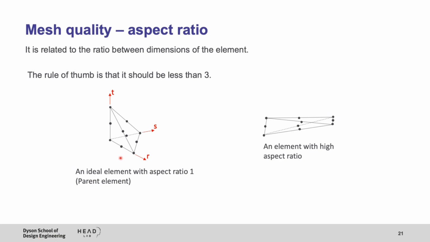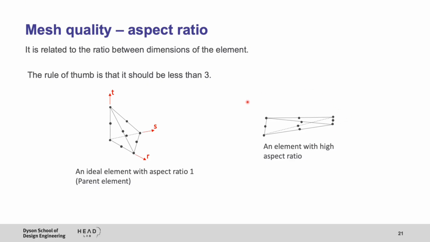So here I have shown an ideal element. This is the parent element, the element that has these edges equal to 1 in the natural coordinate system. This element is ideal because it gives us the best approximation when we do the estimation to find the element stiffness matrix. Any deviation from this ideal element means that we are getting away from the ideal solution.